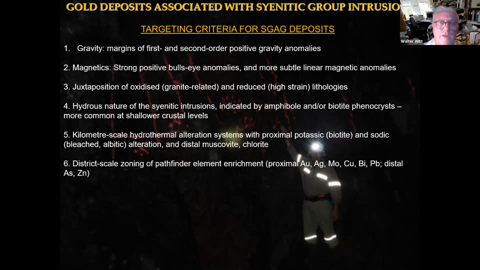Some, Carosue Dam at least, is identified via a kilometre scale hydrothermal alteration system with proximal potassic biotite alteration and sodic alteration and distal muscovite and chlorite. And finally, there's a district scale zoning of pathfinder element enrichment so that we can follow each of these elements from a distal location to the gold itself. So that completes the talk.